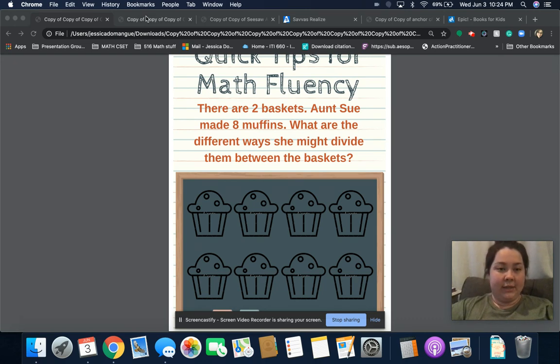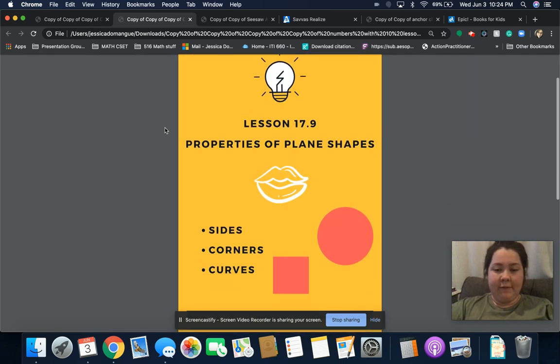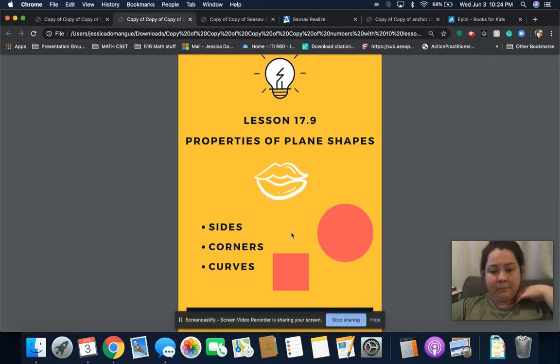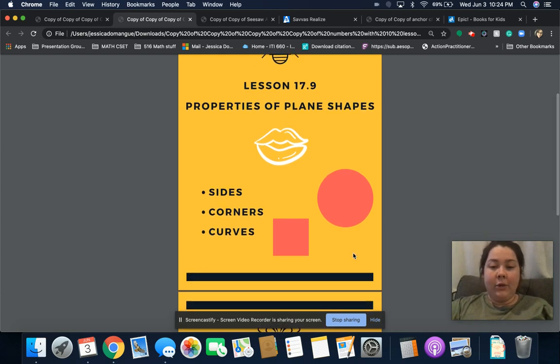All right, perfect. So scholars, our lesson today is on properties of plane shapes. So we aren't talking about solid figures right now. We're talking about plane shapes, flat shapes. So things like squares and circles, triangles, hexagons, all those kinds of shapes, okay? And the way that we've learned to talk about those shapes, scholars, is with the word sides. How many sides does a square have?